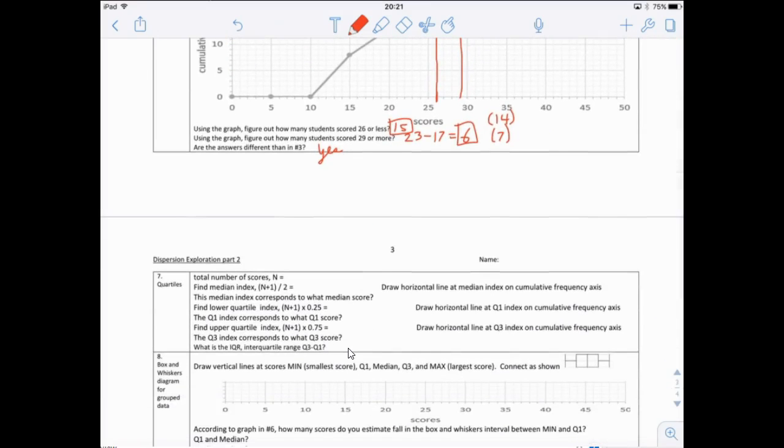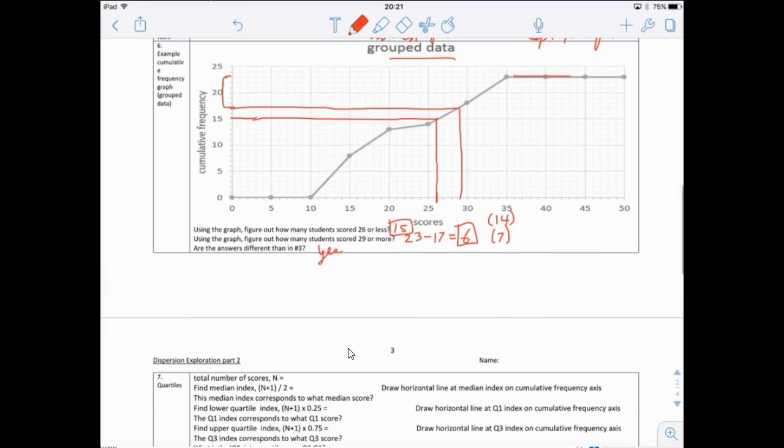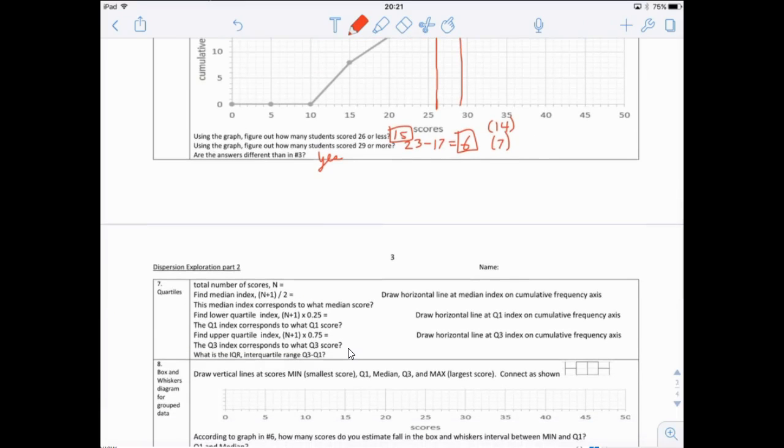Total number of scores in this case. How do we see that? Well, we look at the graph. We look to see where it tops out. It tops out at 23. So the last student, the highest scoring student, is student 23. So n is still 23. Find the median index, which is (n plus 1) divided by 2. So that's going to be 12 again.